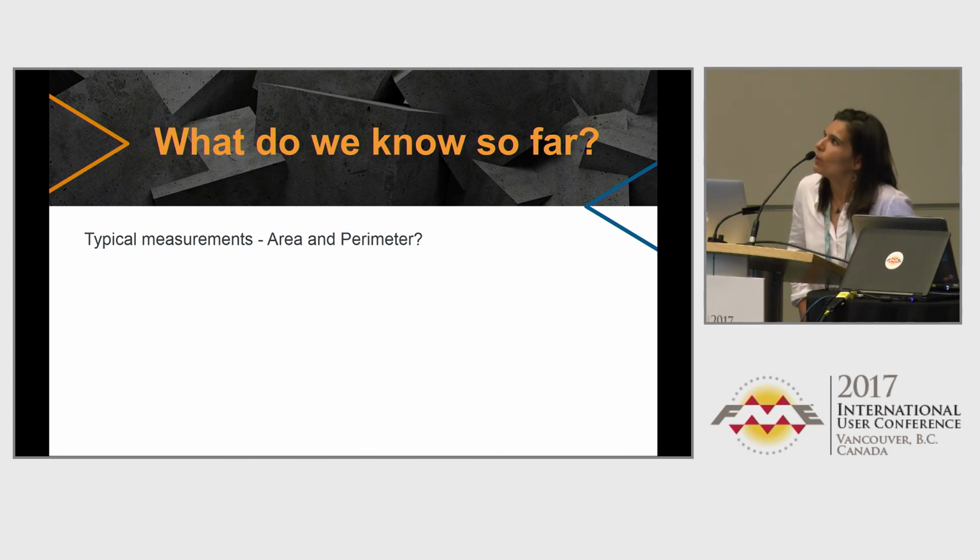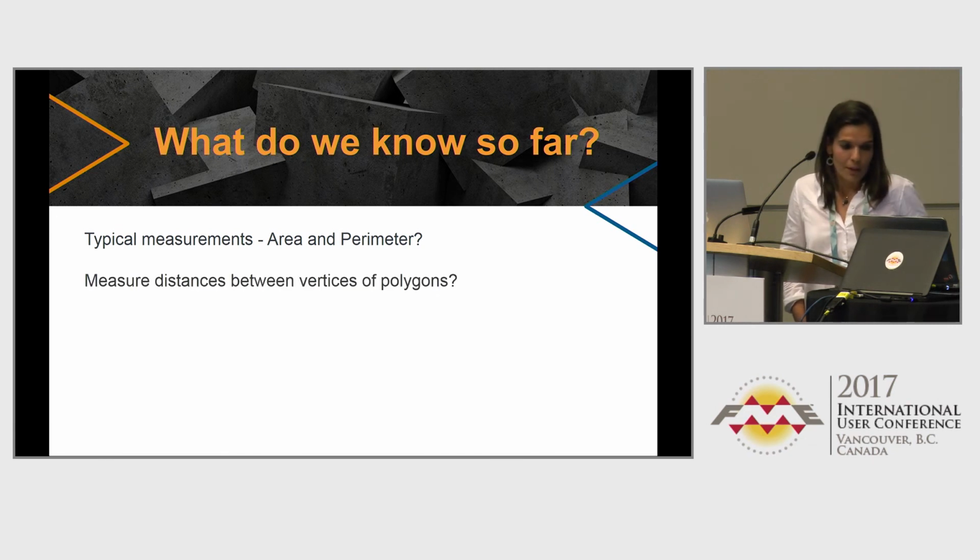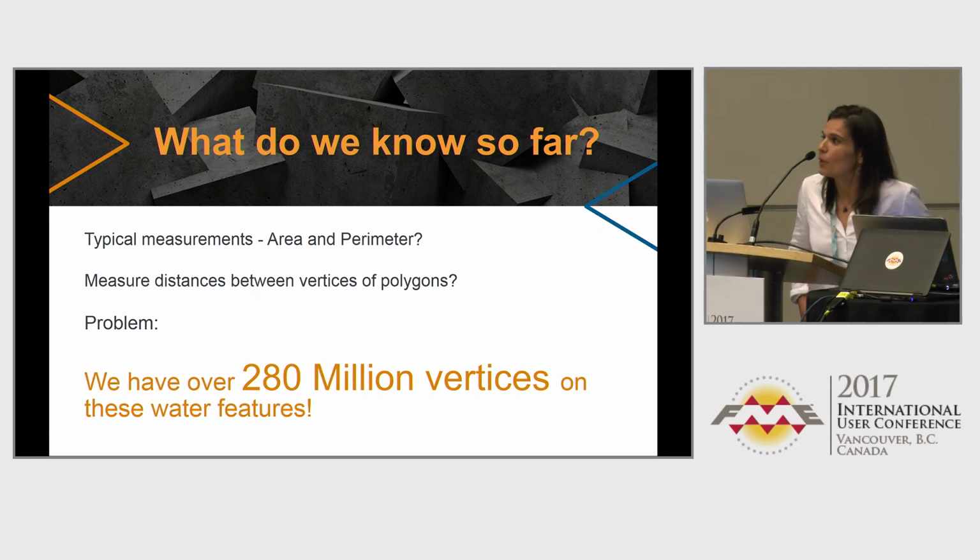Then we start to think, okay, what do we know so far from our little place with geometry? We know that we have typical measurements, so area, perimeter. We can actually start thinking of measuring the distance between the vertices of the polygons. You can try that, but we have a problem. We have almost 300 million vertices, and it's kind of complex to process this data at one time.